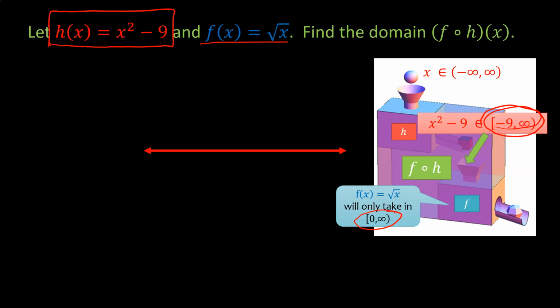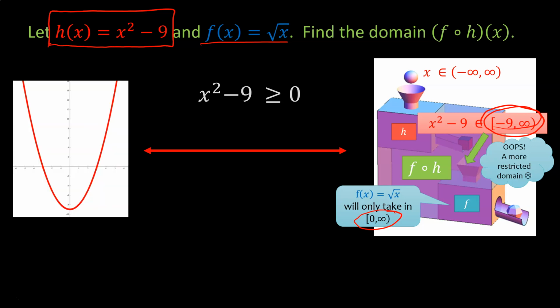What we mean by that is the range of h, meaning what we get out. And what do we get out? X squared minus 9 is going to have to match up with the domain of f, which is 0 or higher. So x squared minus 9 is going to have to be 0 or higher. Well, let's take a look. X squared minus 9 looks like that.